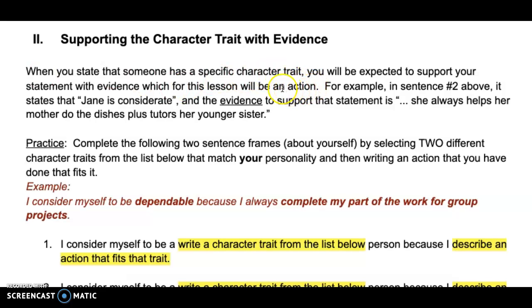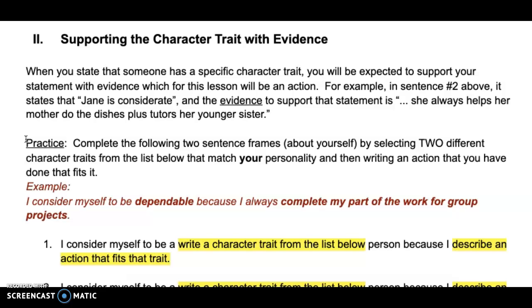For example, in sentence number 2 above, it states that Jane is considerate, and the evidence to support that statement is she always helps her mother do the dishes, plus tutors her sister. That would be the evidence. Let's practice this. Complete the following 2 sentence frames about yourself by selecting 2 different character traits from the list below that match your personality, then writing an action that you have done that fits it.